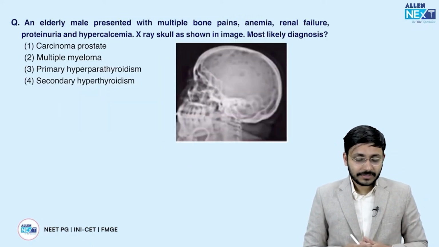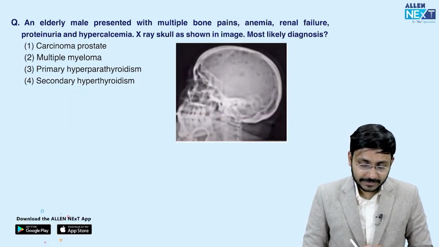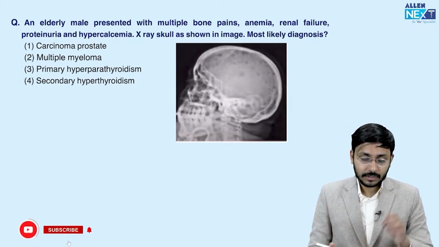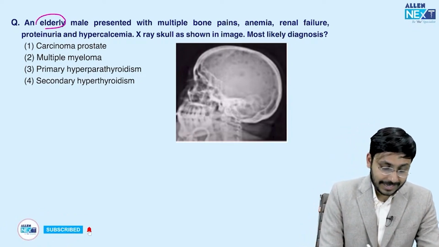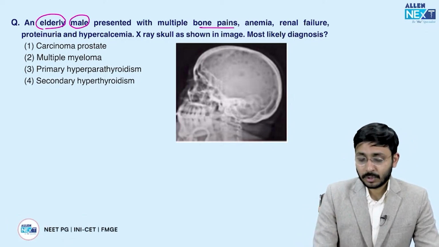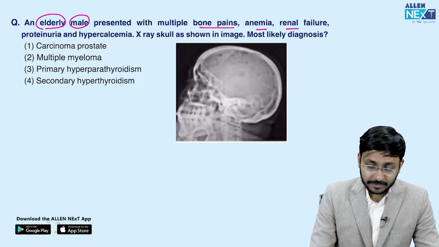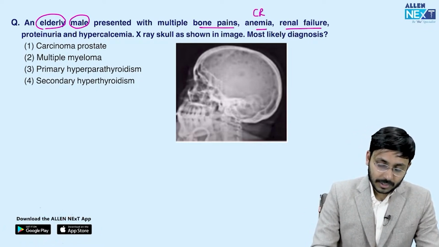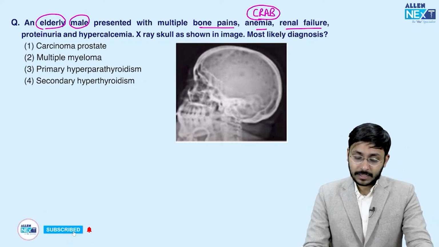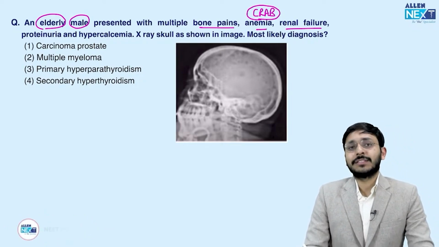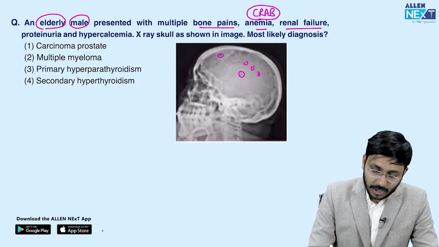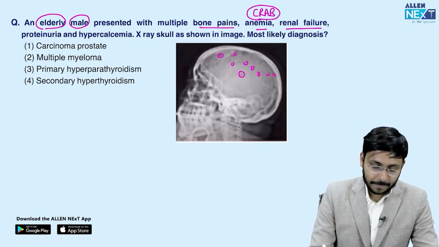An elderly male presented with multiple bone pains, anemia, renal failure, proteinuria and hypercalcemia. So what are the buzzwords? First of all, it's an elderly male with bone pain. So it's a bony pathology we are talking about, but it has some systemic features. So what are these features? These are the CRAB features that we read in multiple myeloma, correct? And what do you see on the skull X-ray? You see these multiple lytic lesions throughout the skull, correct?